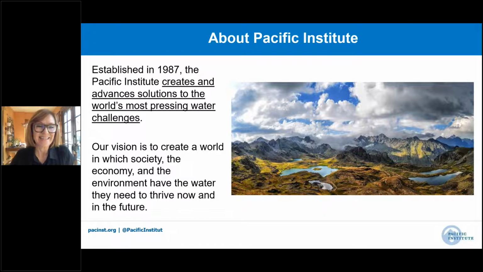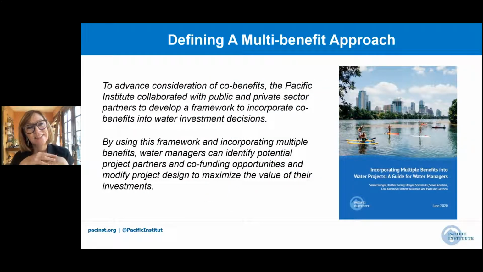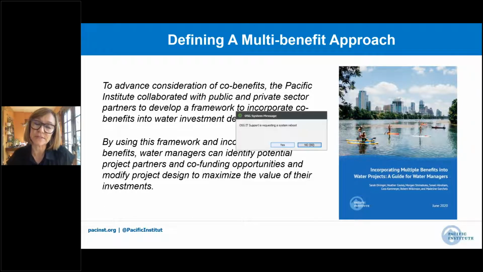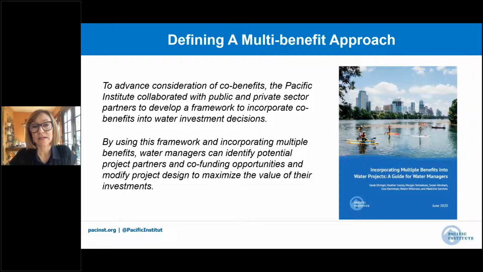So next, please. To make sure we're all starting off on the same page, let's think about how we're going to define a multi-benefit approach and think about what makes it beneficial. If we consider, for example, stormwater capture and use, this element of water resource management is often undervalued, and the economic analysis of this resource may actually ignore the important co-benefits of stormwater capture and use. Through the Pacific Institute's research, we have been able to demonstrate that even when you plan and incorporate a few co-benefits, this dramatically improves the economic feasibility of stormwater capture projects.